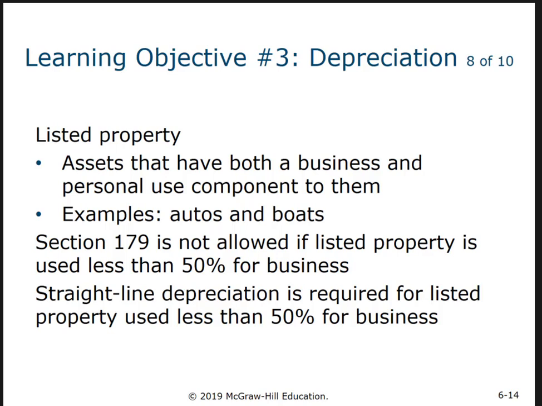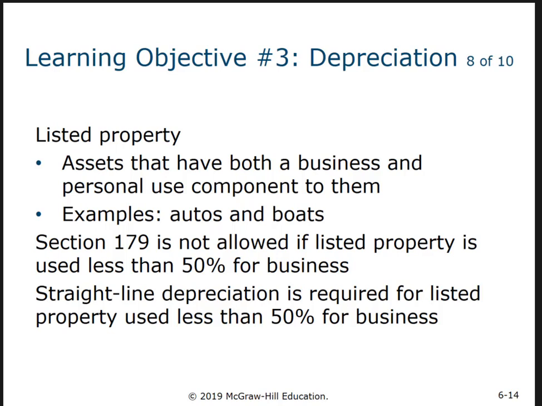But there are certain things like autos and boats that the IRS is like, we want you to list them specifically so that we know that you know that we're watching you to see if you really are using it for business. Okay? So if it's one of these types of listed property and it's used for less than 50%, you cannot take Section 179. So there's a restriction.